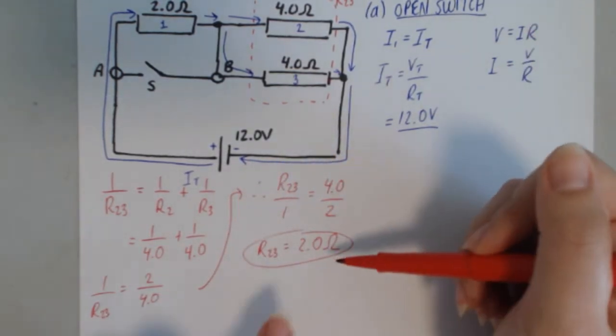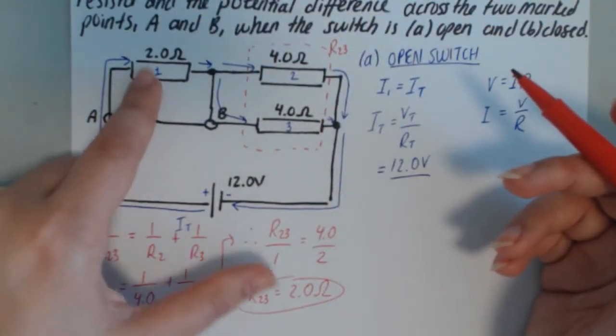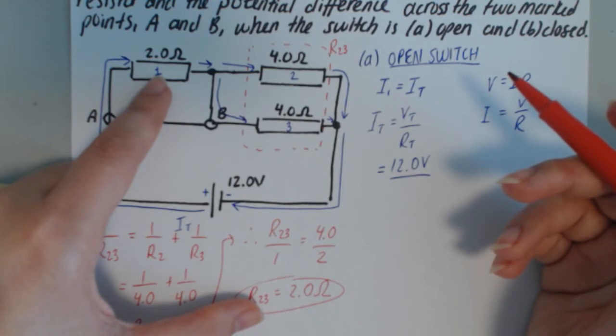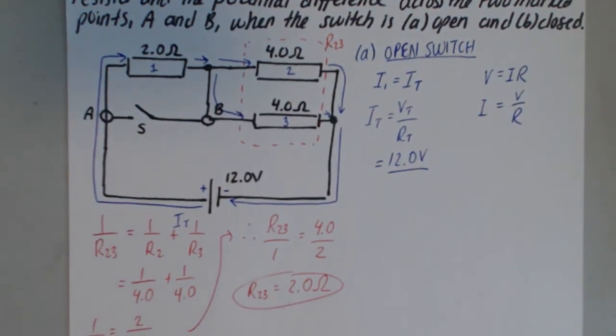All right, so what does that mean? That means this resistor would be in series with R1, which is 2 ohms. And if these two are in series with each other, how do you find the equivalent resistance? Well, you would simply merge them together.